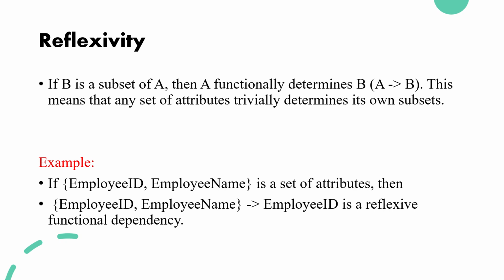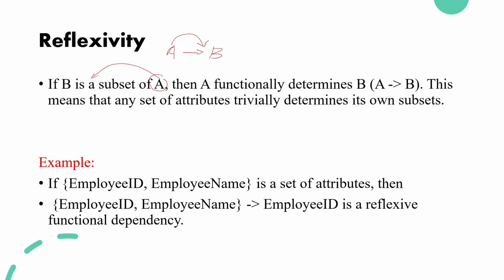So here, if B is a subset of A, it means B is a subset of A. So A is going to determine B, right? A functionally determines B. This means that any of the attributes trivially becomes their own subset. So this is a trivial dependency where the dependent attributes are already a part of the determinant.